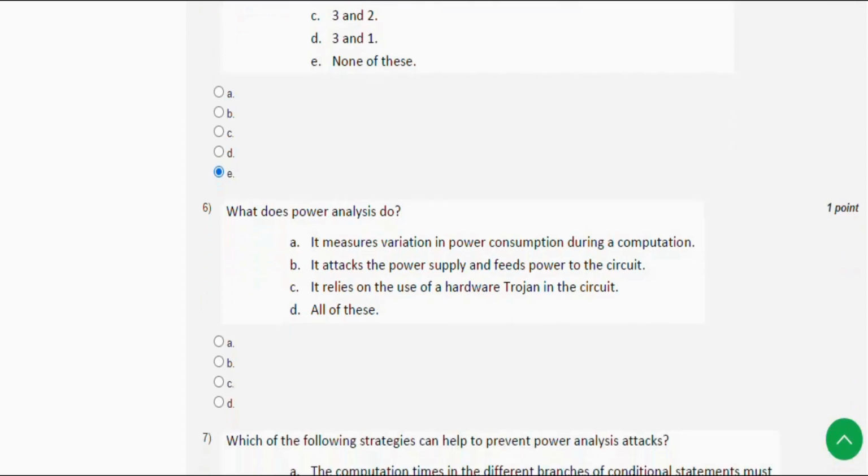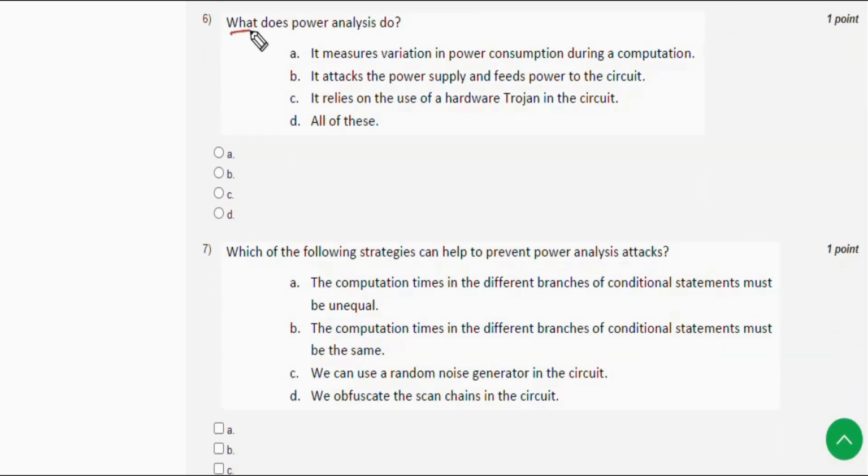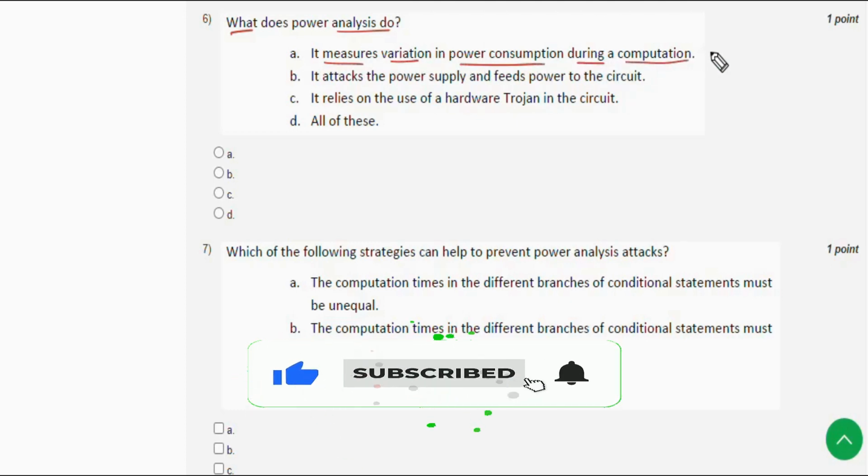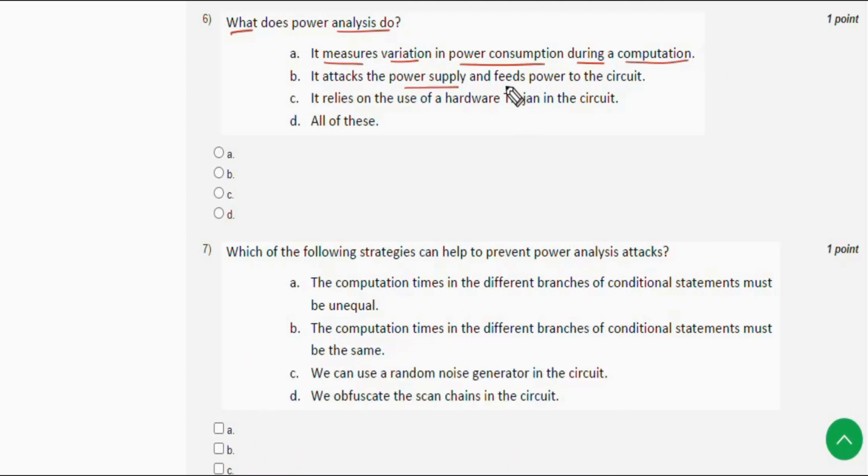Now moving into question number 6. What does power analysis do? Options are: A. It measures variation in power consumption during a computation. B. It attacks the power supply and feeds power to the circuit. C. It relies on the use of hardware trojan in the circuit. The answer will be: it measures variation in power consumption during a computation. So I select option A.